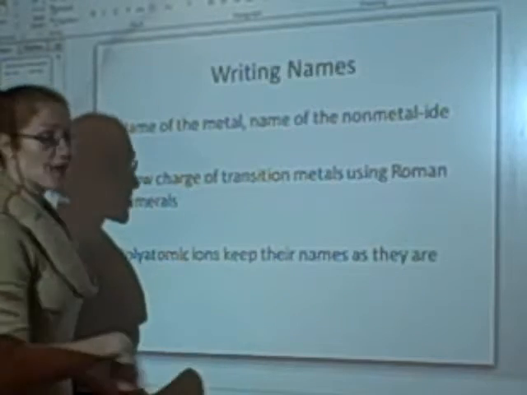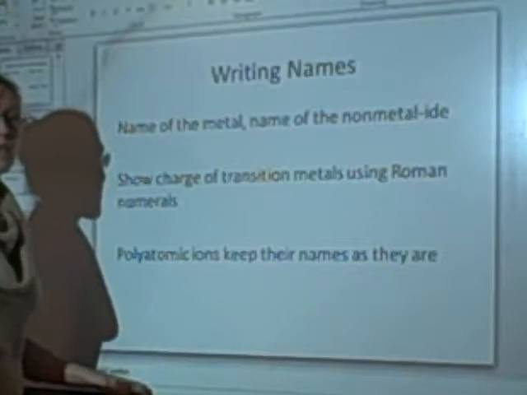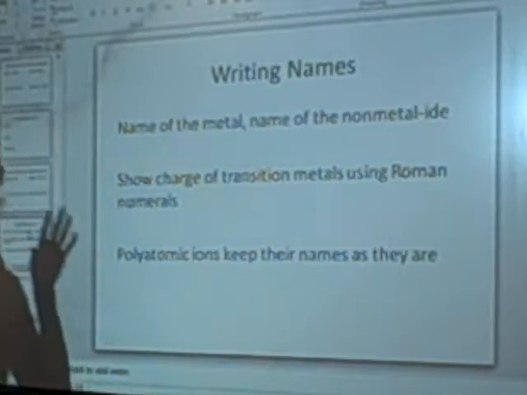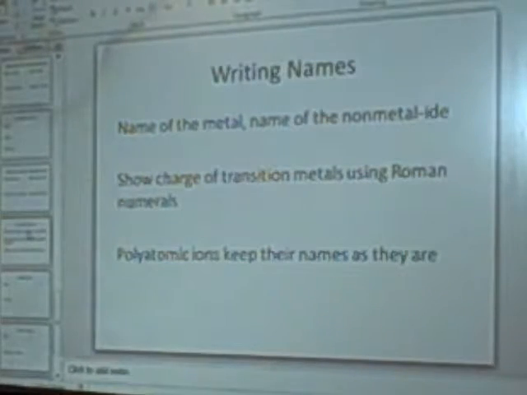In polyatomic ions, you just say the name of the polyatomic ion. So if you see NO3, it's nitrate. If you see SO4, it's sulfate. So those are the rules for writing the names. Name the metal, name the non-metal, change it to IDE. Actually say polyatomic ions and use Roman numerals for transition metals.